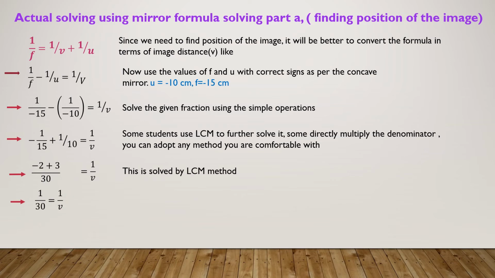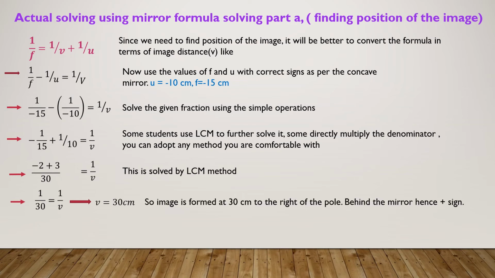Now you should understand that this is the reciprocal of the image distance, so don't forget to change it to v. That is, v is equal to 30 centimeter. At this point please note that v is positive, indicating that it is to the right of the pole. So the image is formed 30 centimeter to the right of the pole. Hence it will have a positive sign, which means it will be a virtual image.